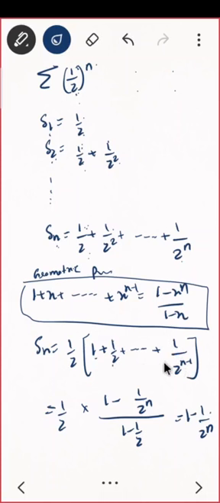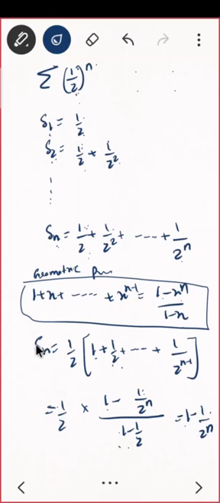Correct? And what is the common ratio for this series? 1 by 2 is my common ratio. So what is the formula? 1 minus x raised to n upon 1 minus x. So it will be 1 by 2 as it is, times 1 minus 1 by 2 raised to n, and this is again 1 by 2, so this is cancelled. So I'll be having 1 minus 1 by 2 raised to n. So this is my Sn.